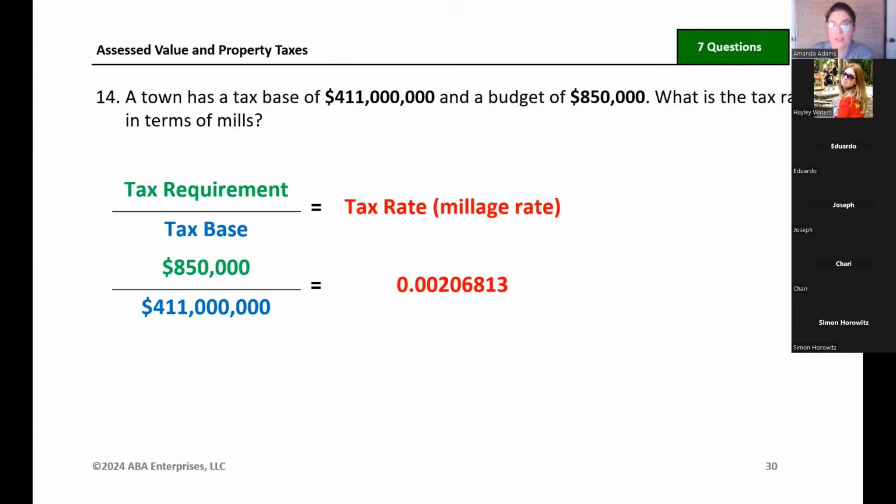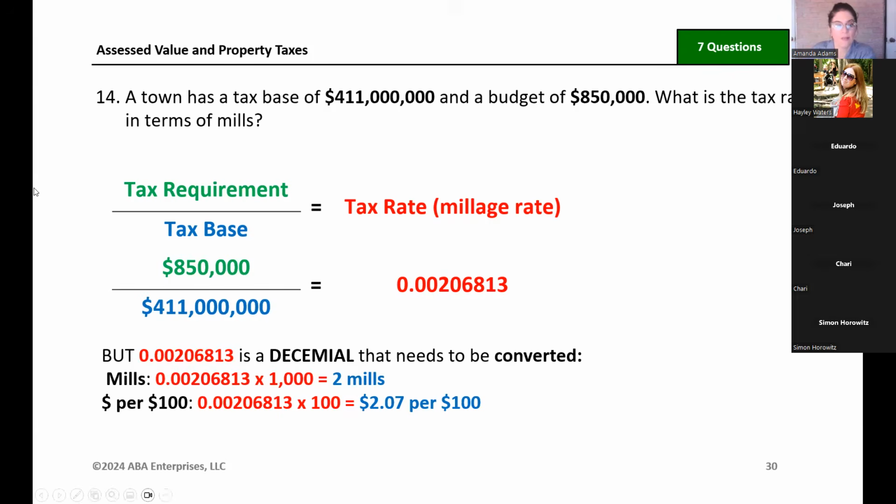All right, 850,000 divided by 411 million is 0.002068. If we wanted to convert that to mils, it's multiplied by 1,000 and we would get 2 mils, or probably 2.07 mils, right? Or $2.07 per $100 of value. Very good. Good job, guys.